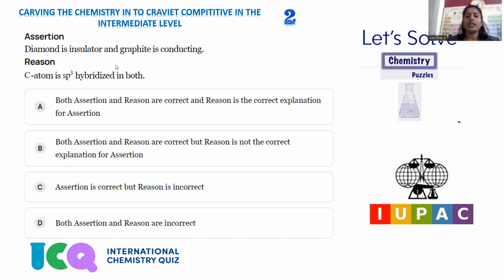Diamond is an insulator, graphite is a conductor is the correct assertion only. But the reason mentioned is not the correct reason, right? So the assertion is right, the reason is wrong. That is, the assertion is correct but the reason is incorrect. Option C will be the correct answer for question number 2. Let's see how to explain this.